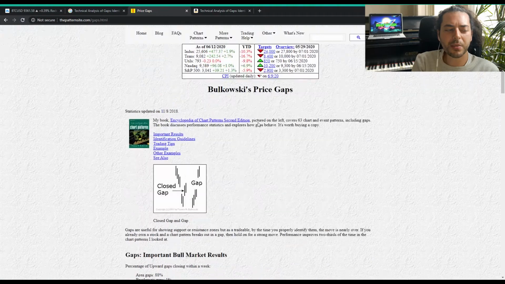Why am I talking about this again? I just wanted to explain what an exhaustion gap is. Oh, whatever, I don't even care. There's this page out there, you can go and look at it yourself.